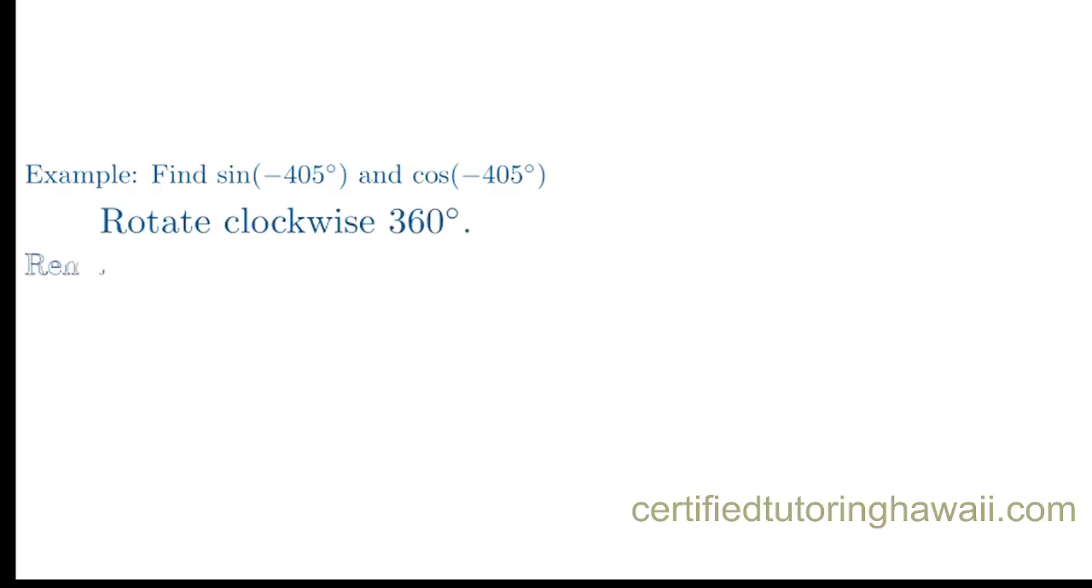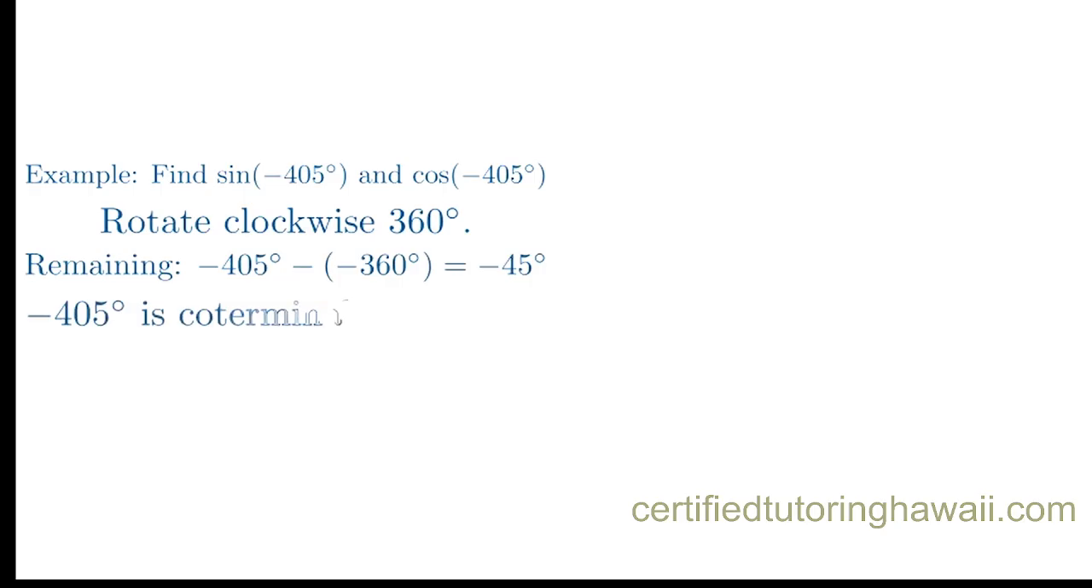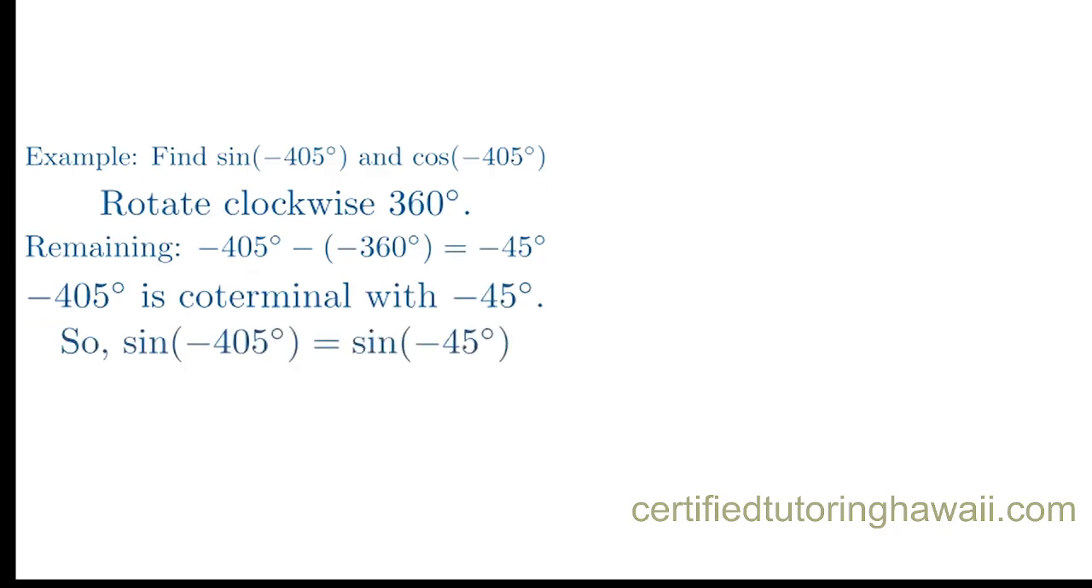The remaining rotation is negative 405 minus negative 360, which is negative 45 degrees. This means that the angle negative 405 degrees is coterminal with the angle negative 45 degrees. They end up in the exact same position. Therefore, the point on the unit circle corresponding to minus 405 degrees is the same as the point for minus 45 degrees. So, the sine of negative 405 degrees is equal to the sine of negative 45 degrees, and the cosine of negative 405 degrees is equal to the cosine of negative 45 degrees. Our problem is now much simpler. Find the sine and cosine of negative 45 degrees.